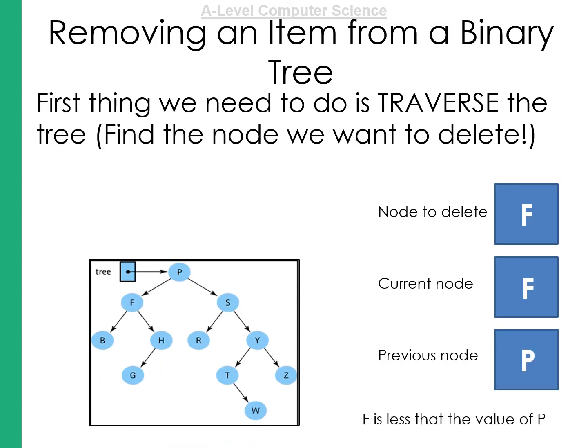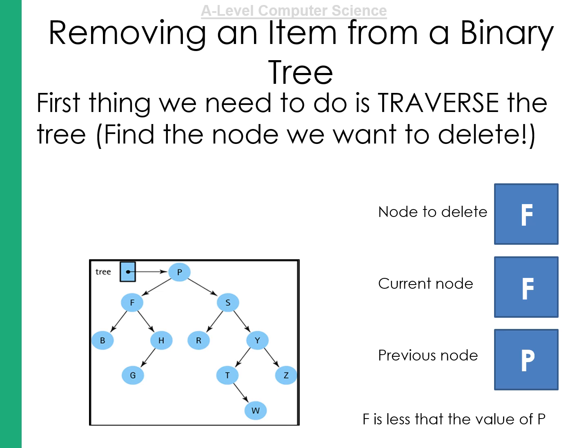So to remove an item from a binary tree, it's slightly more complicated. The first thing we need to do is traverse the tree, find the node we want to delete. In this case, if we're trying to delete the node F, we save our value in a variable in memory called node to delete. Now, because we start at the top of the tree, the root of our tree, our current node starts at P. Now, it doesn't really have a previous node, so we copy the value of current node into previous node.